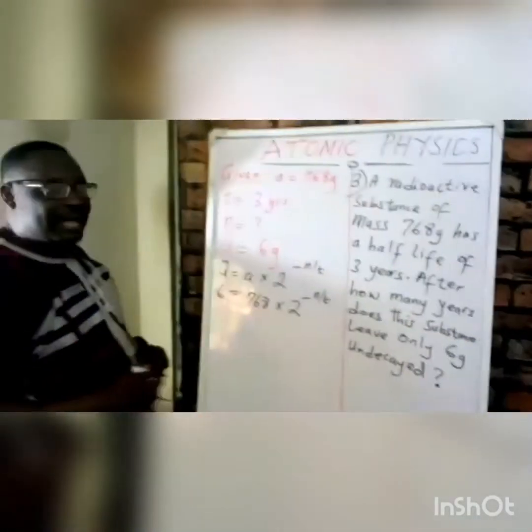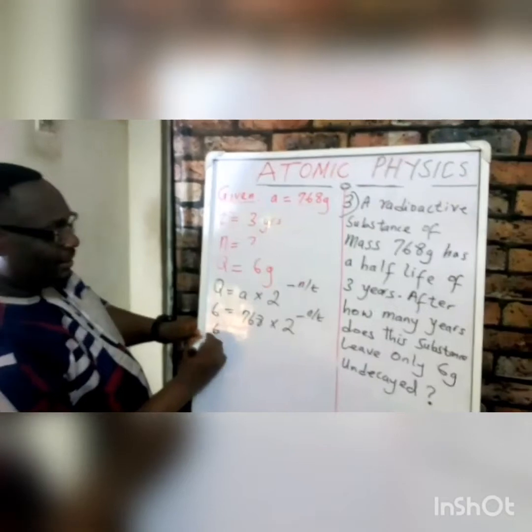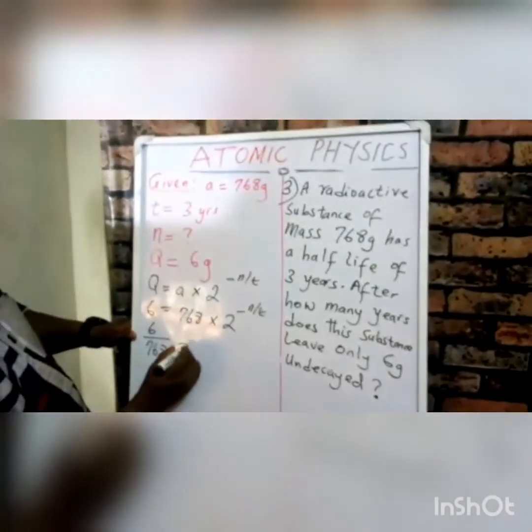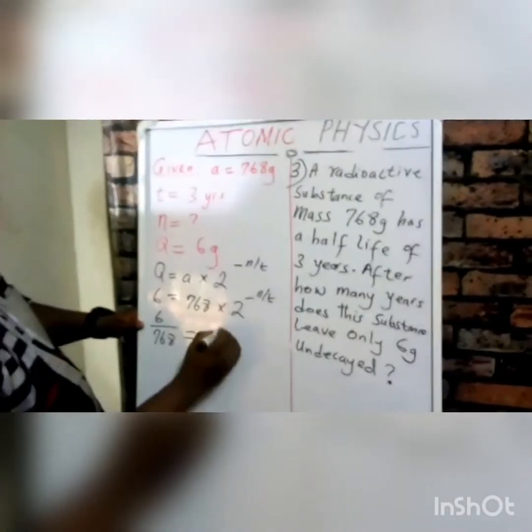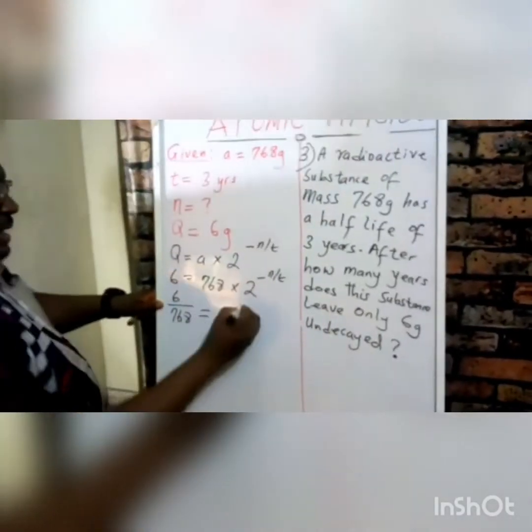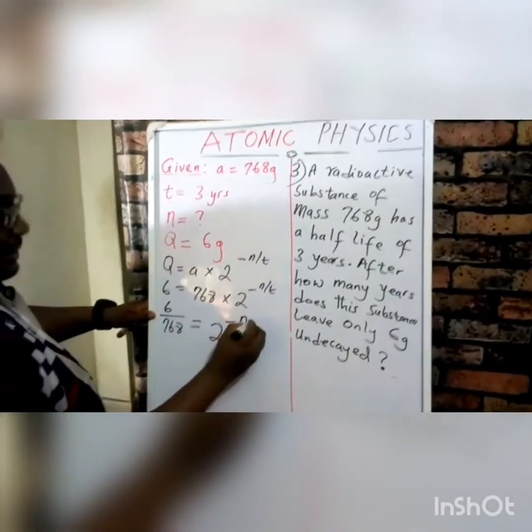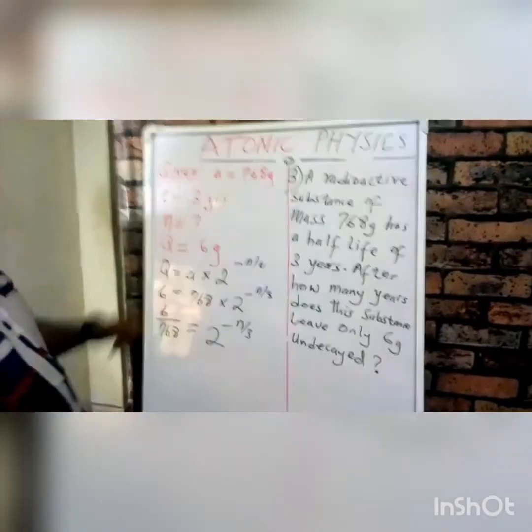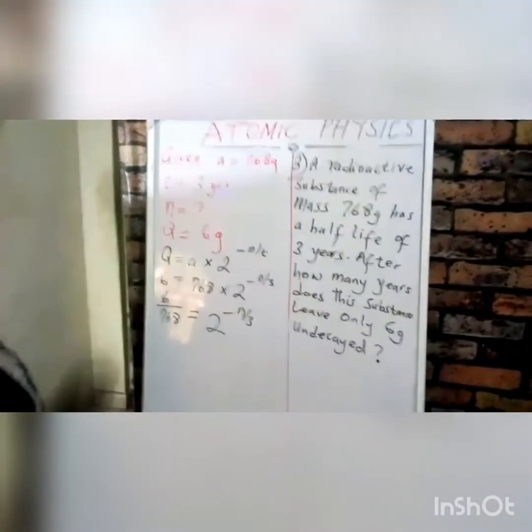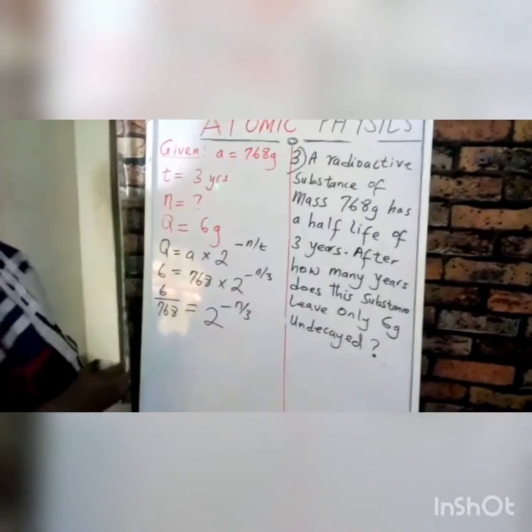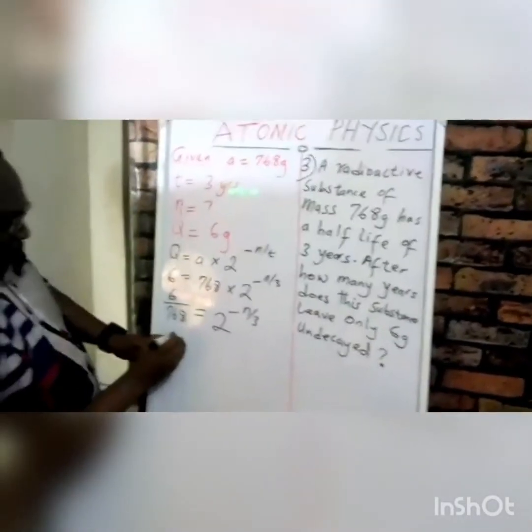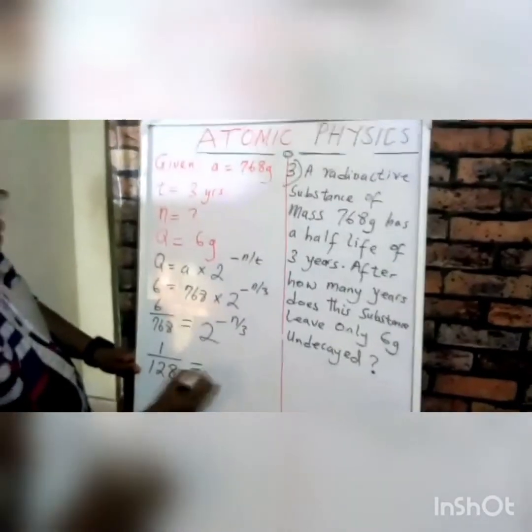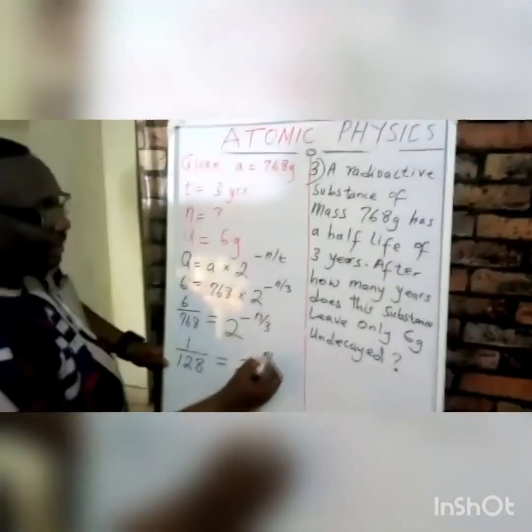If I divide both sides by 768, I'm going to have 6 divided by 768 equal to 2 raised to power minus N over T, where T is given as 3. Yes, T is 3, so we should have inputted our 3 here. Okay, so 6 divided by 768 gives us 1 over 128. And this is equal to 2 raised to the power minus N over 3.